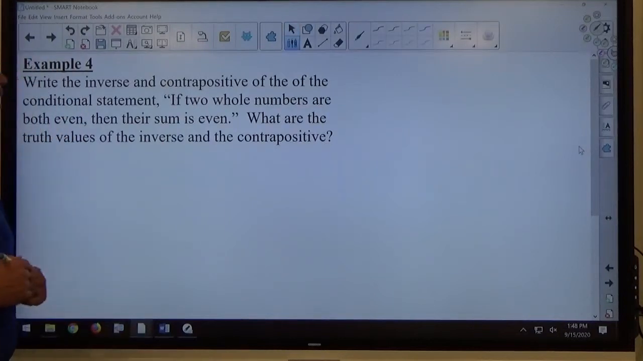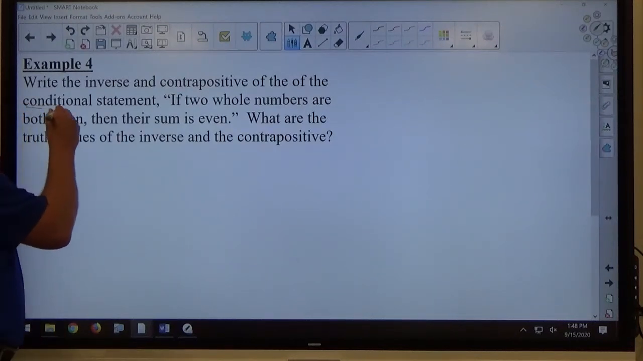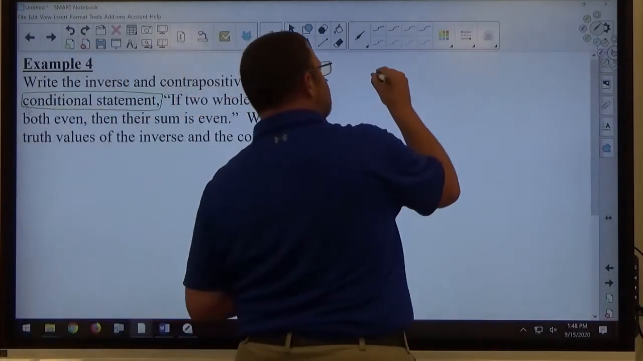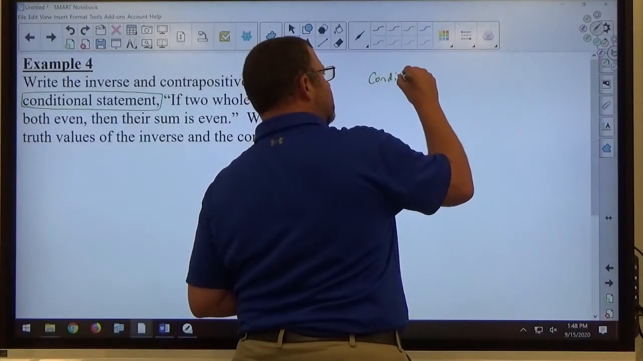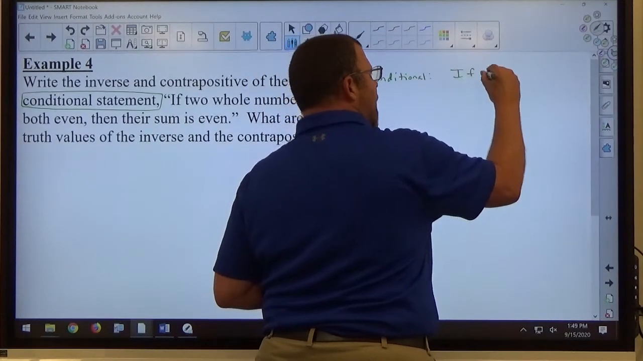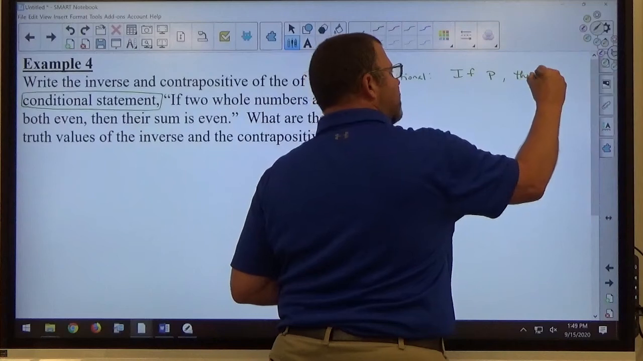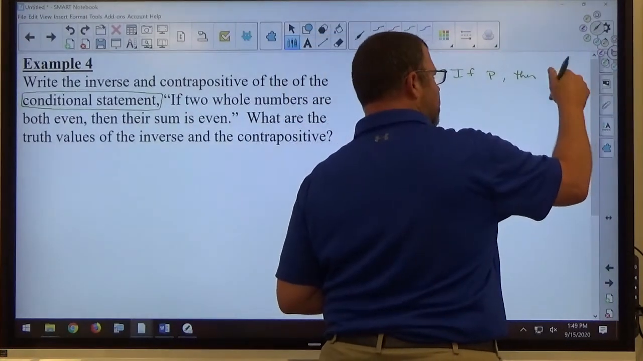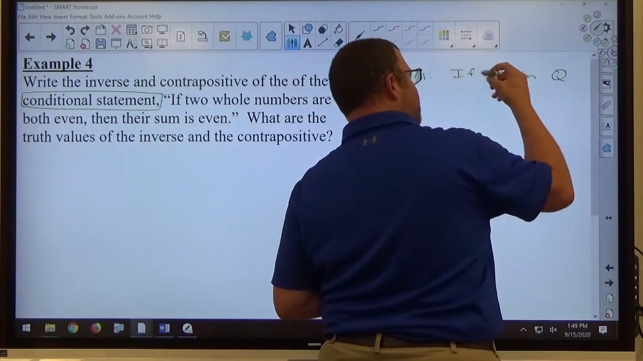So, first off, I want to clarify something that maybe I made sense of before, maybe I didn't. I want to make sure everybody gets this. If it's talking about a conditional statement, it is of the form, if something happens, then something else happens. That's a conditional statement. Let's use capital letters instead of lowercase. So, if P, then Q.